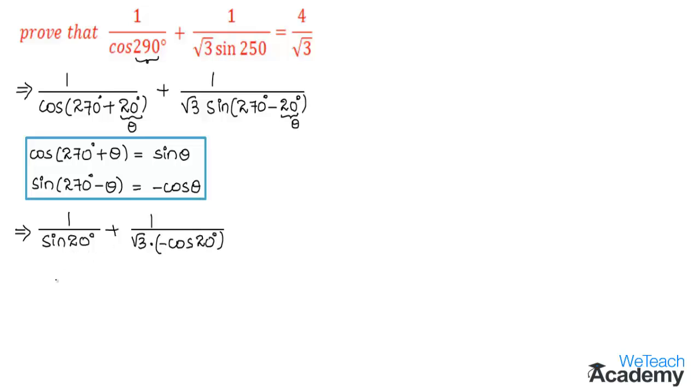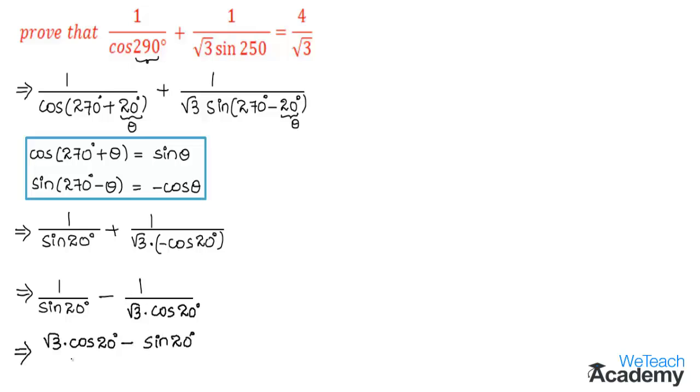Here we have minus in the denominator, so we get 1 by sin 20 degrees minus 1 by root 3 into cos 20 degrees. And now let us take LCM. By taking LCM, we get root 3 into cos 20 degrees minus sin 20 degrees in the numerator, divided by sin 20 degrees into root 3 into cos 20 degrees.